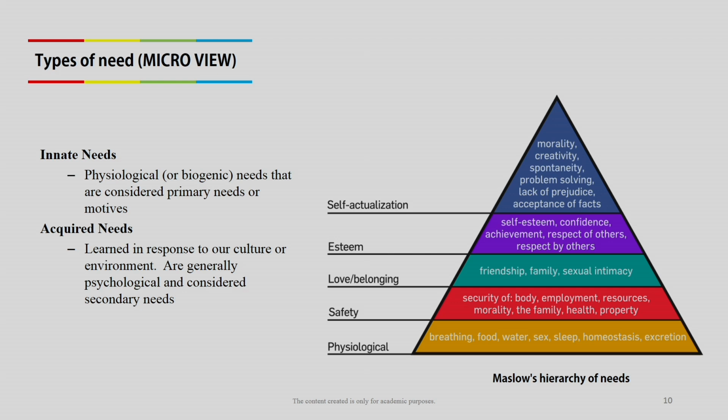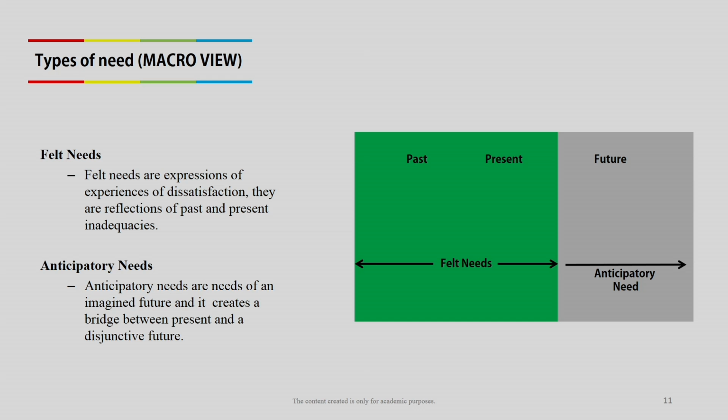And acquired needs are learned in response to our culture or environment, and are generally psychological and considered secondary needs. Safety needs, belonging needs, esteem needs, and self-actualization needs come under acquired needs. These are well explained by Maslow's hierarchy of needs. Now we will discuss types of need as per the macro view.